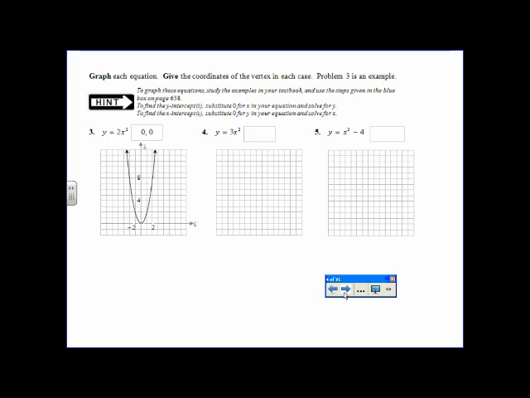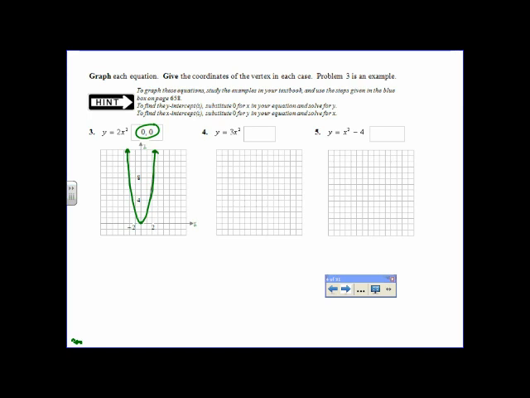Okay. Middle of the page, page 35. Here's what we have. Graph each equation. Give the coordinates of the vertex in each case. So notice that number 3 is already done. They want us to do two things. They want us to find the vertex. Here's the vertex, 0, 0. And then they want you to graph it. The graph is this right here. That's already done for us. So we're not going to do that one, obviously.